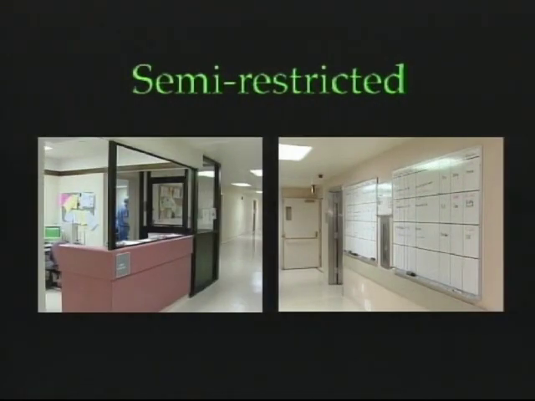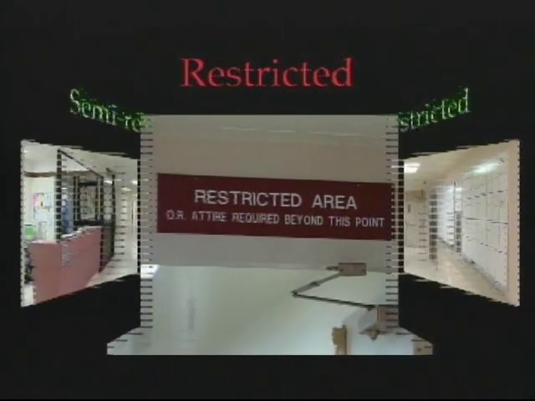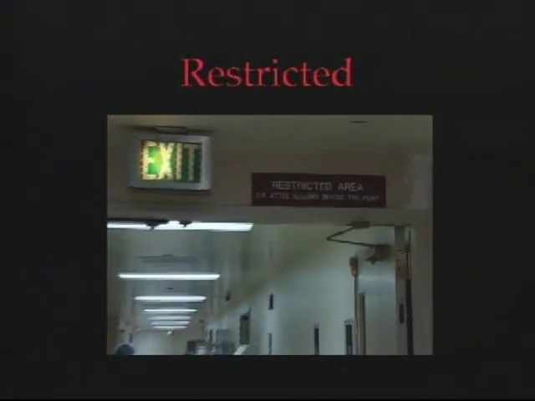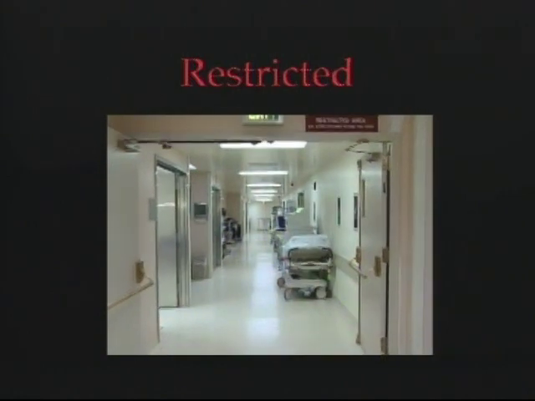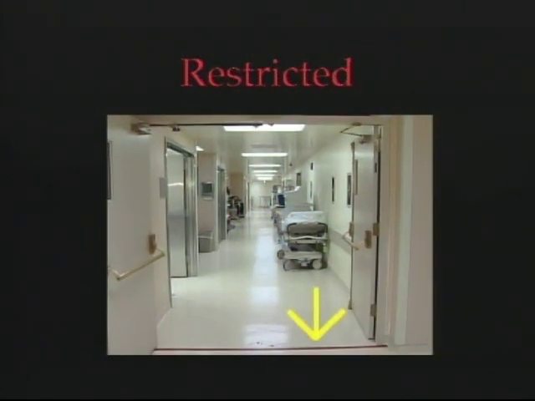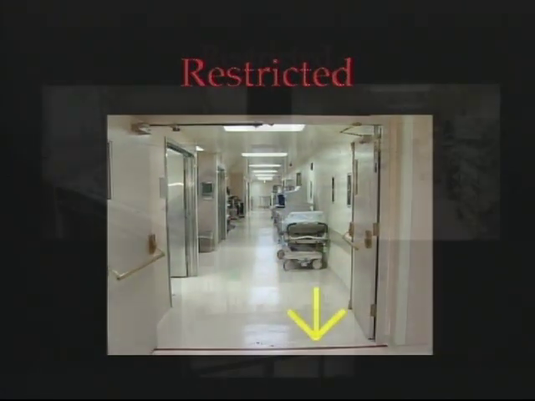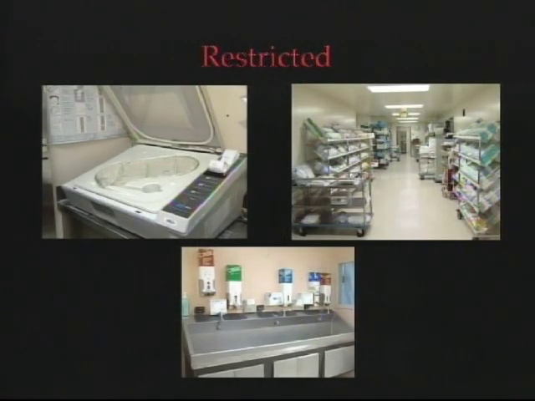OR attire such as scrubs, hair covers, and shoe covers is required in the semi-restricted areas. The semi-restricted areas may include the control desk, offices, corridors, and instrument workroom. Additional attire, such as a mask, is required in the restricted areas. The restricted areas include the operating rooms, storage rooms, scrub sink areas, and sub-sterile rooms.